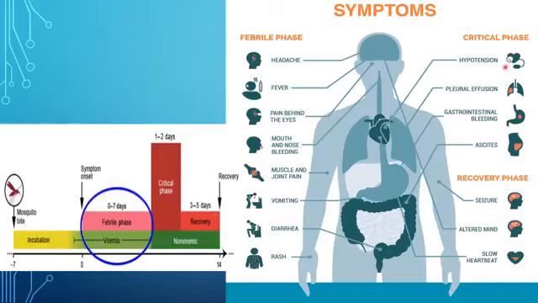In the critical phase the patients will have hypotension, pleural effusions, gastrointestinal bleeding, and ascites. While in the recovery phase, there will be seizures, altered mind, and slow heartbeat. So these are the symptoms of dengue virus which will be felt during different stages of the disease.